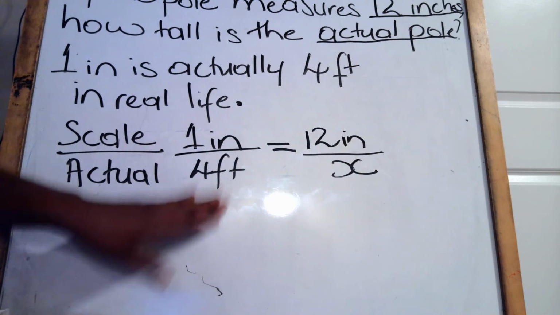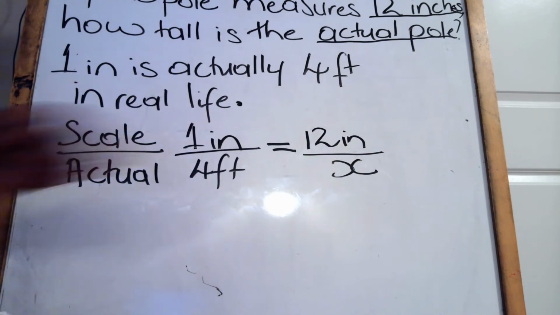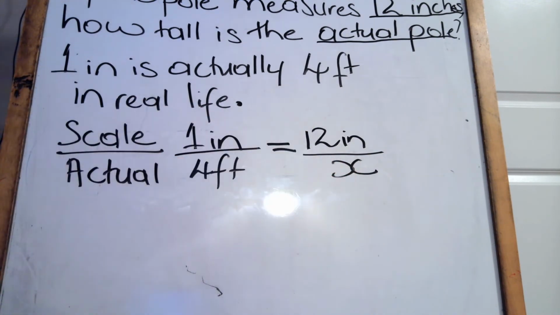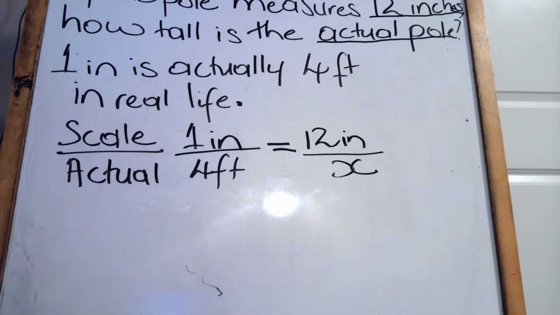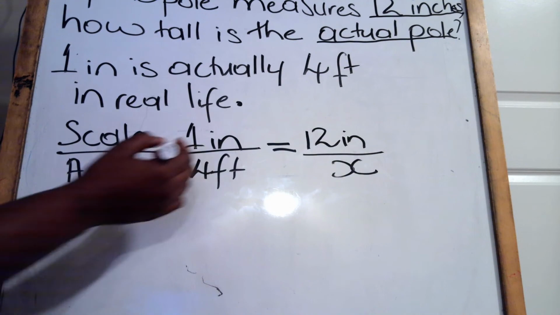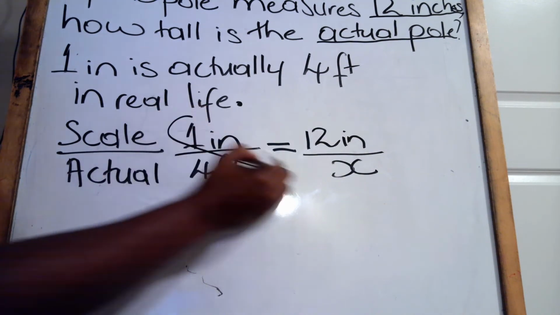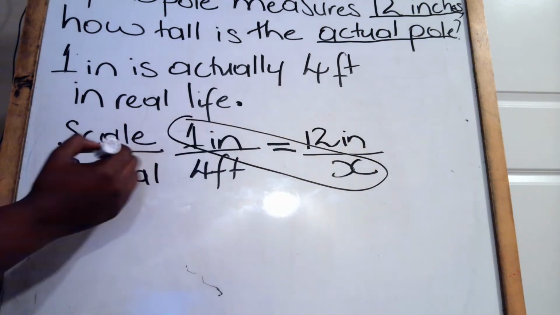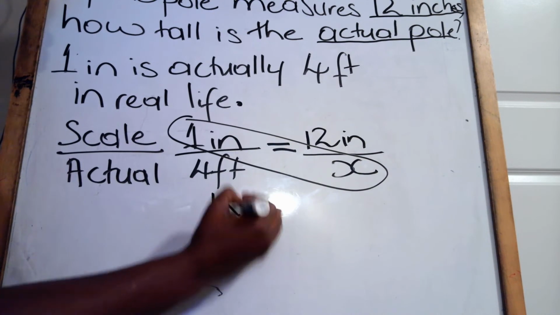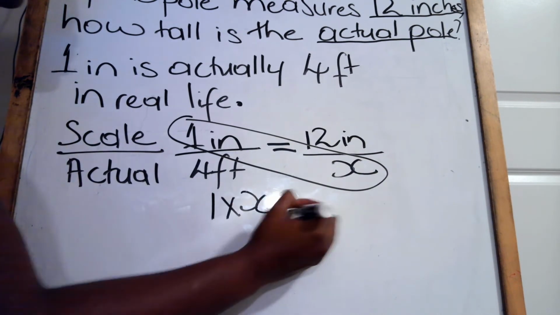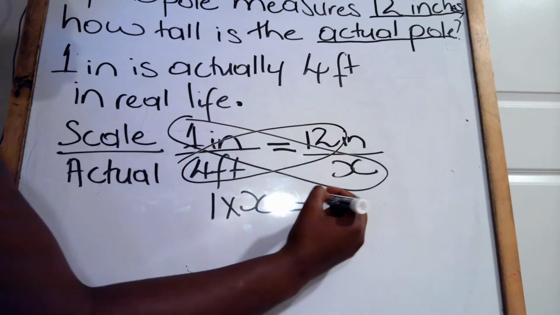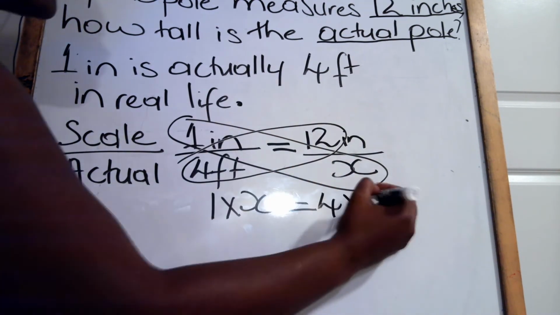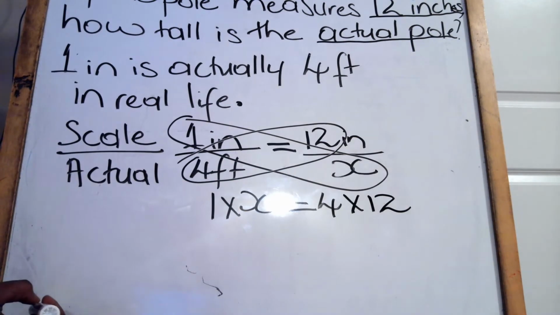So we want to know, when it is 12 inches, how tall is the actual pole? To solve this, we have to cross multiply. So we use 1 times x. We have 1 multiplied by x is equal to 4 multiplied by 12.